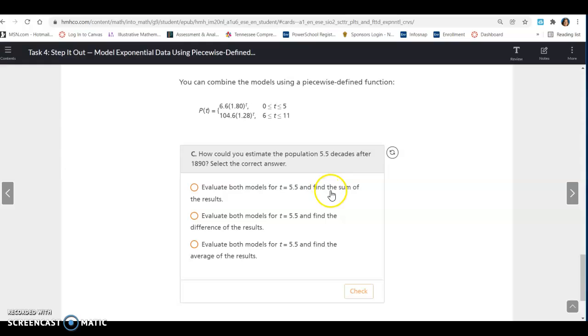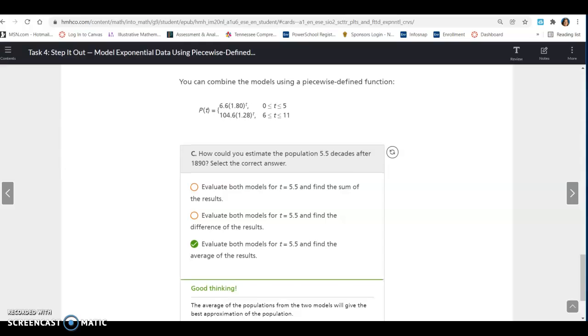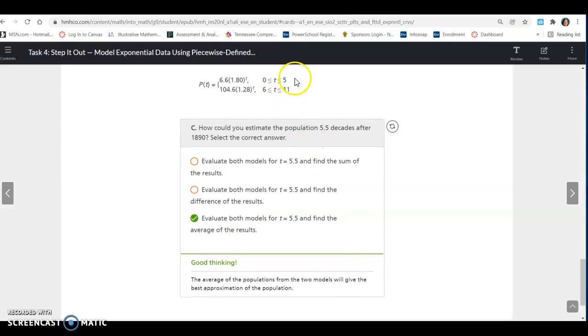It says evaluate both models, find the sum, find the difference, and the last one says find the average of the results. So what you would want to do is evaluate both models for 5.5 and then average your two answers to get the best result for something in between 5 and 6.